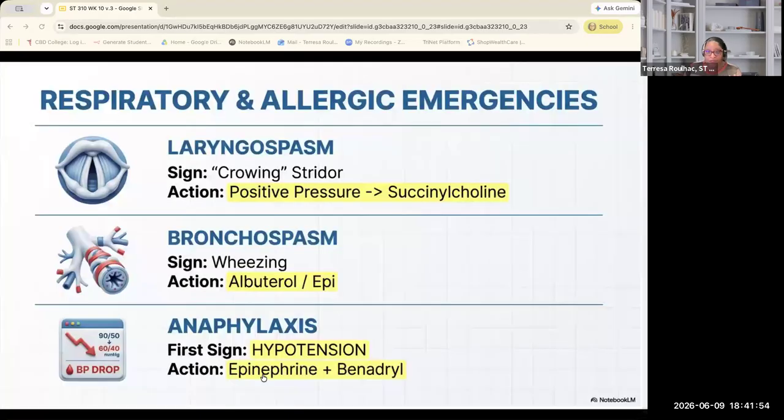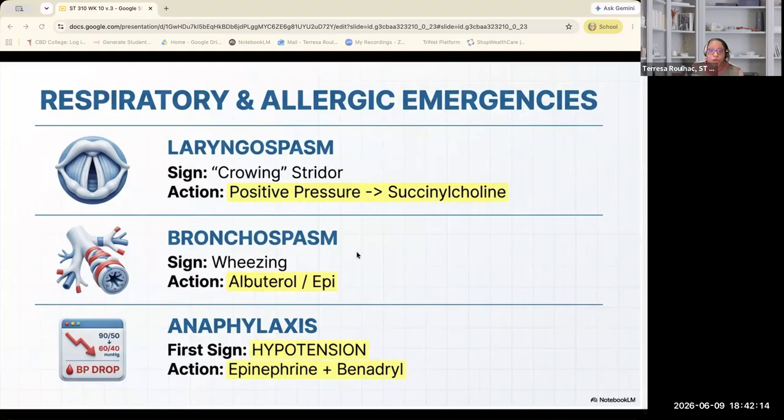Okay. Now, let's look at the three anesthesia emergencies that you will commonly see on the quiz or even your final. The good news is if you can recognize the key symptoms, you can usually figure out the correct intervention.